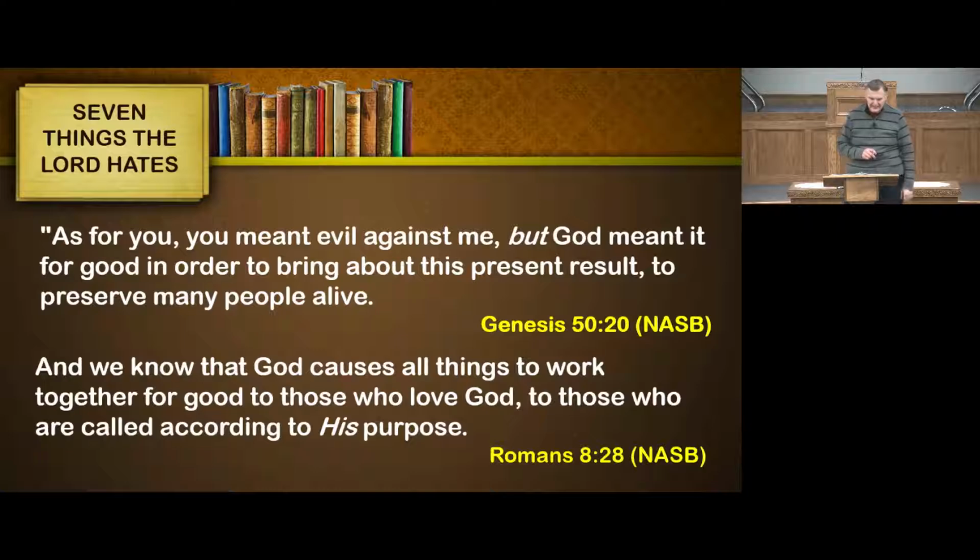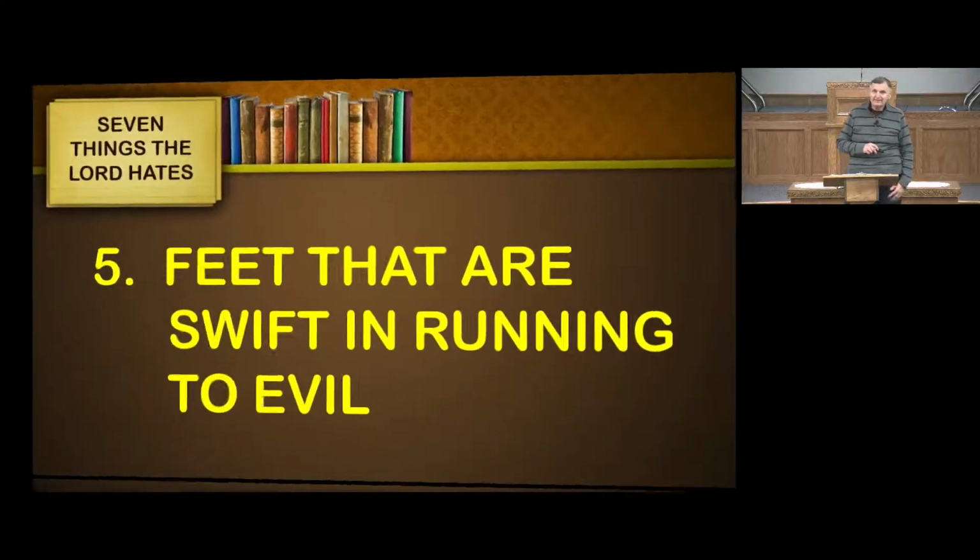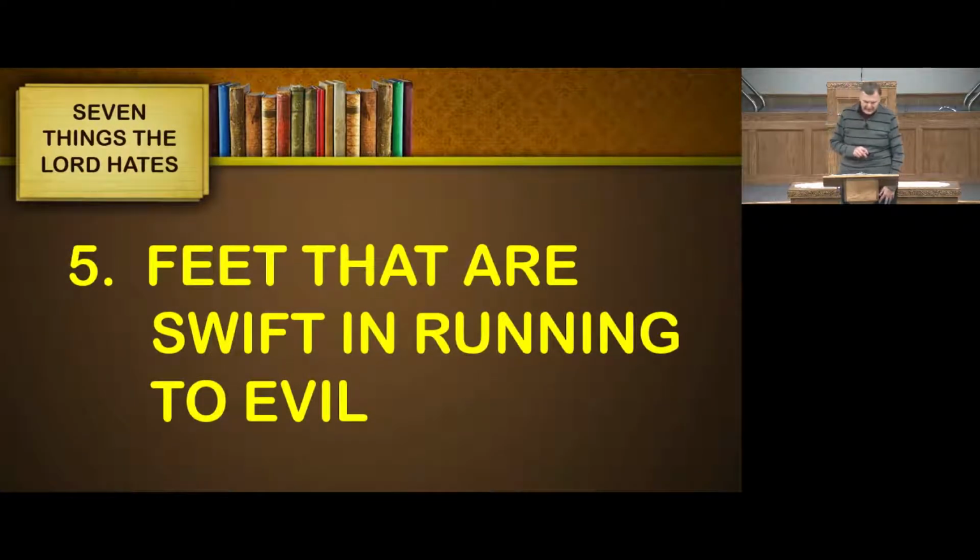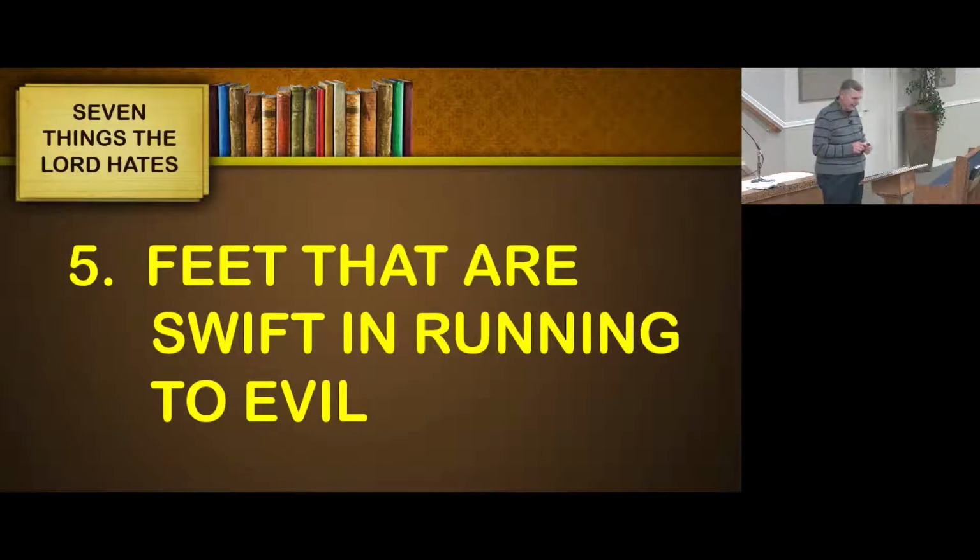And so that's kind of our brief rundown of that particular hate that God has for devising wicked plans. Number 5, feet that are swift in running to evil. Feet that are swift in running to evil, my thought was, describes those who are eager to do evil things and will go out of their way to run to the evil way.